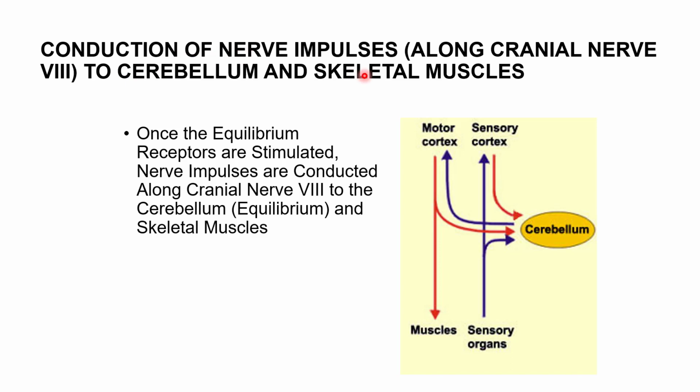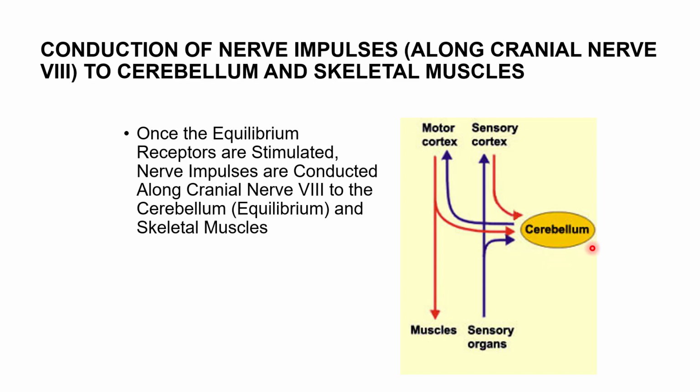Now the conduction of nerve impulses along cranial nerve 8 to the cerebellum and skeletal muscle. Whenever the sensory organs like the semicircular canals, utricle and saccule take in information, this information is carried to the sensory cortex of the brain, and some fibers send this information to the cerebellum also. From the sensory cortex, information is sent to the motor cortex, and the motor cortex interprets this information and then sends it to the cerebellum and to the muscles of the body.